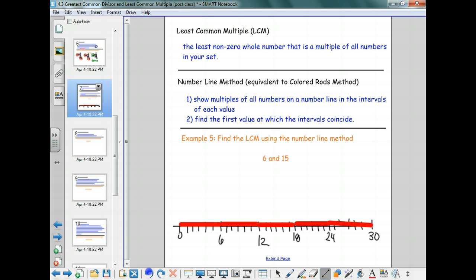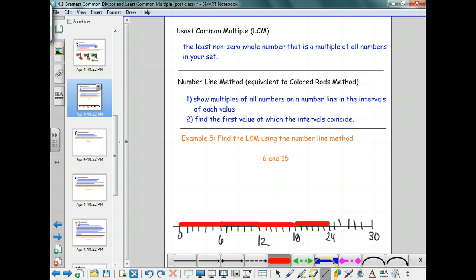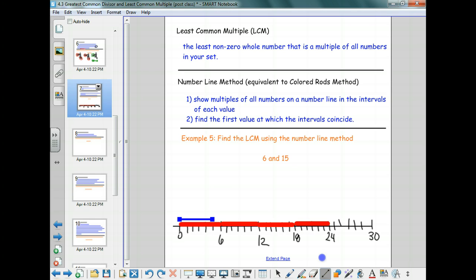I happen to know I'm going to go to 30, but if I didn't know that, I would keep going. Let me leave that one off just so you can see what I would do. We'll do the blue one here next. We're going to do lengths of 15 next. Okay, so I'm starting with the same 0. I'm just going to stack them on top of each other. And I'm going to go until I get to 15, which is right here. What you'll notice is that where 15 ends is in the middle of one of my red rods. So I'm not there yet.